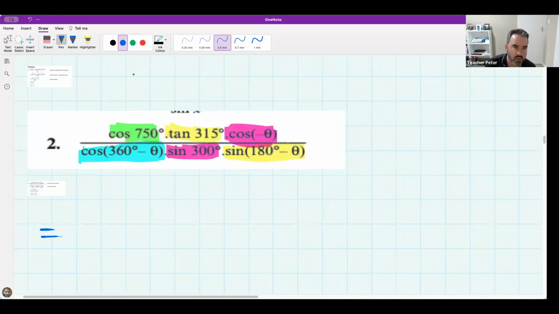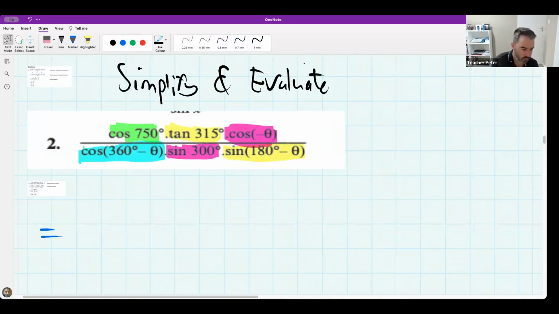So I'll put the simplify and evaluate. So see if you can do that.